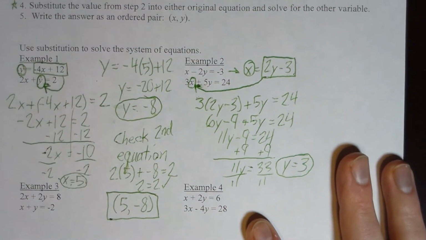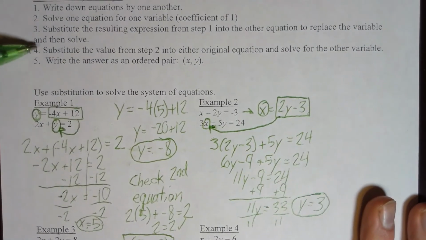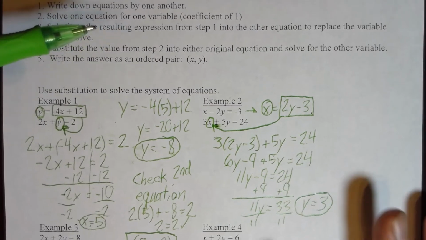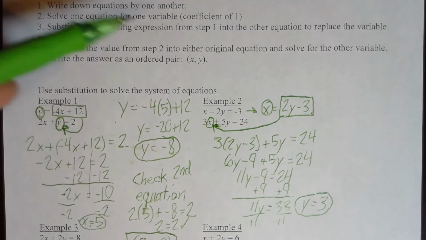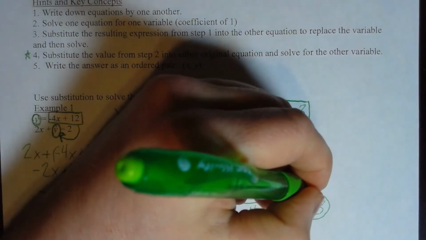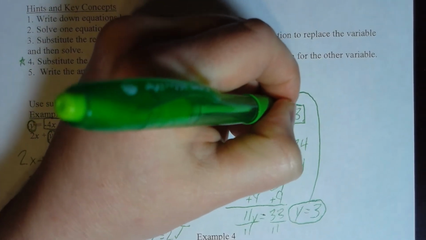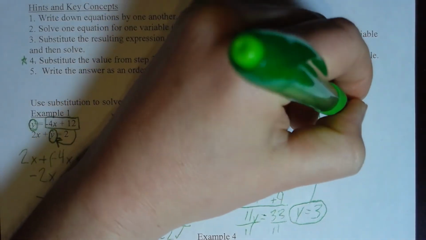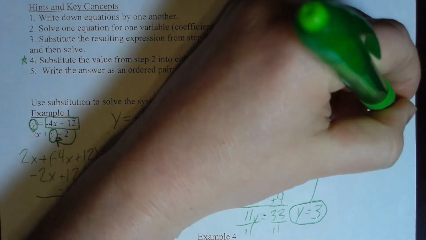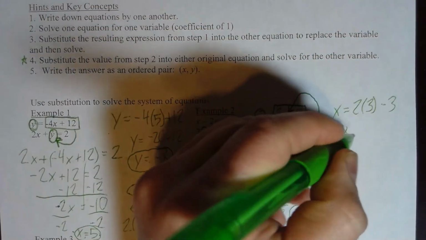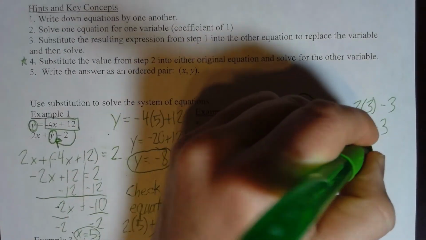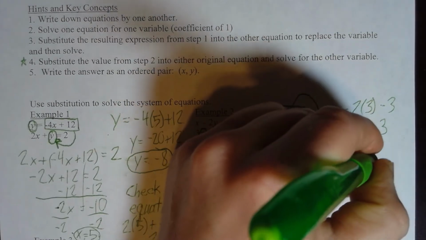Now, we can't stop here. We've got to come up here and say, okay, my next step is to substitute the value of step 2 into the original equation and solve for the other variable. So I'm going to take this and put it right here. So I'm going to get x equals 2 times 3 minus 3. X equals 6 minus 3. X equals 3 as well.